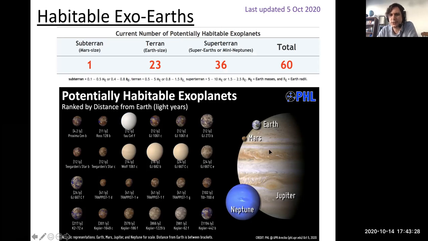Here's a graphic that shows scaled sizes and a list of some of the habitable exoplanets that are terrestrial planets, and they're ranked by increasing distance away from the Earth. So the closest one is Proxima Centauri b, which is 4.2 light years away. Just a hop, skip, and a jump, cosmically speaking, and then it increases as we go farther and farther away. Kepler-442b is about 1,200 light years away.